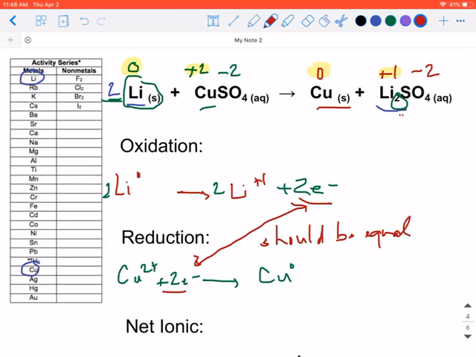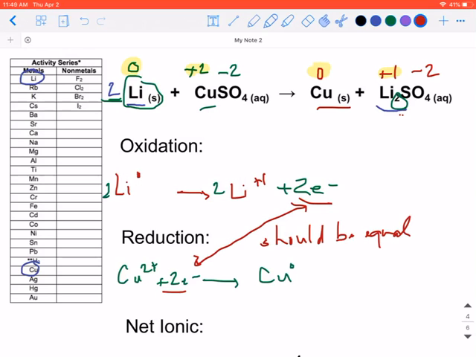Okay, so that's why I like to bring down the coefficients from the original balanced equation, because when you do that, you're always going to have an equal amount of electrons transferred. Whereas if you don't bring down those coefficients, you're going to have to do it later on anyways. So I think it's better to start off with that, okay?